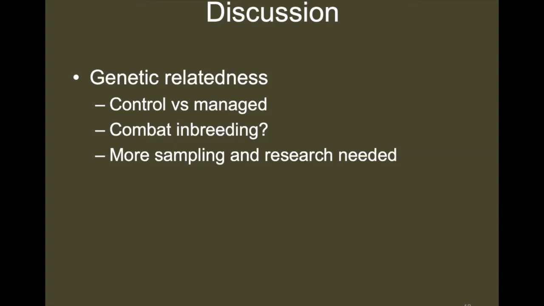So for the genetic relatedness section, we did see a difference between the control and managed, just that the control were more genetically related generally than the managed plots. So you could say that maybe thinning can combat inbreeding, but I would argue that by simply reducing the population numbers by thinning, you're contributing to inbreeding, and that merits more research and more sampling in the future to further diagnose that question.